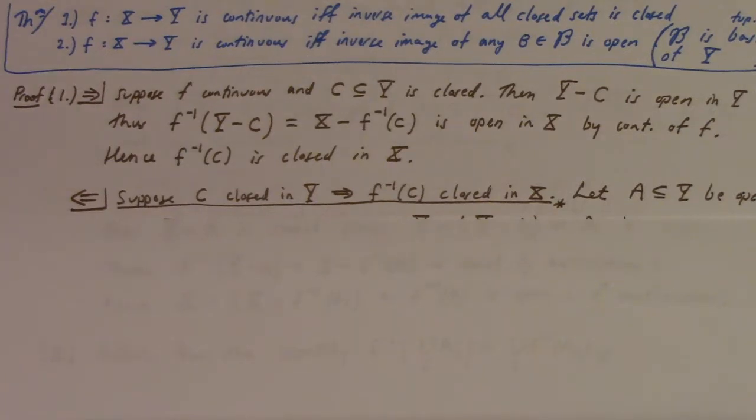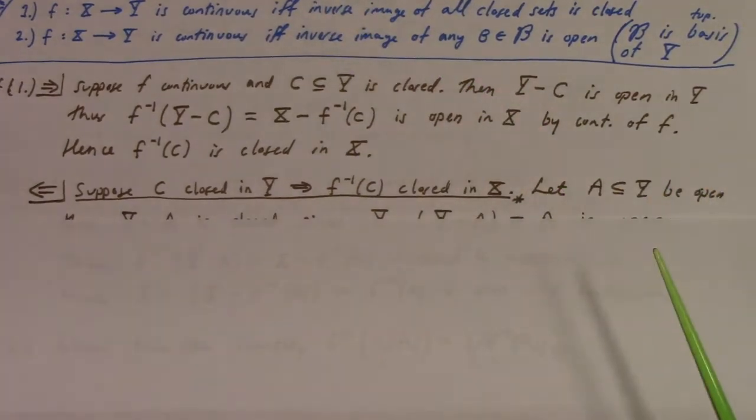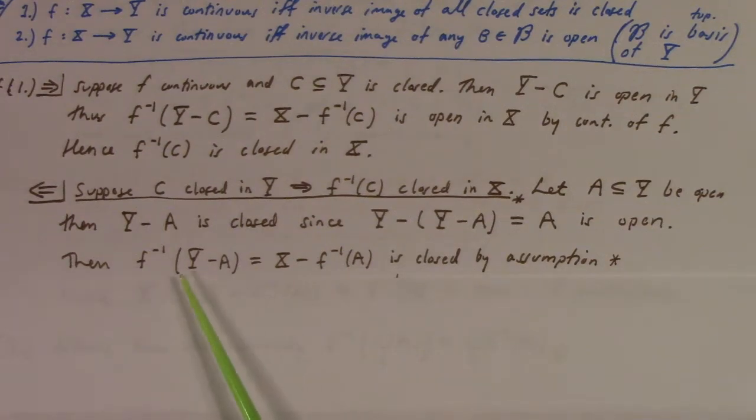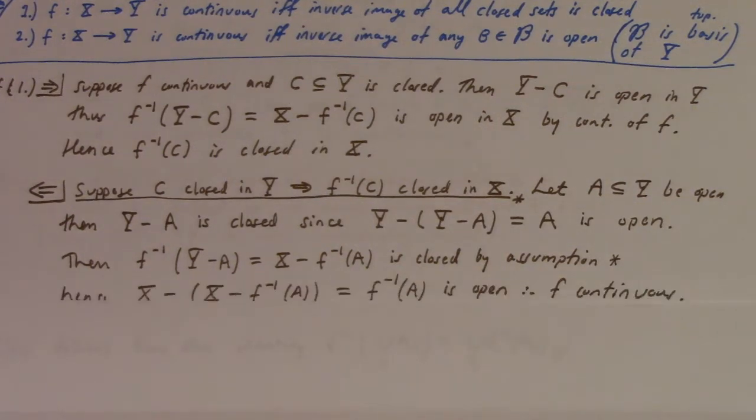So to do that, I must take an arbitrary open set in Y. So let A, a subset of Y, be open. Then Y minus A is closed because the complement of Y minus A is just A again, and that's open. And so since Y minus A is closed, we know that the inverse image of Y minus A is again closed by assumption. And if this is closed, that means that the inverse image of A is open, because that's the complement.